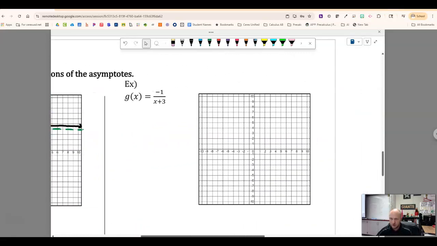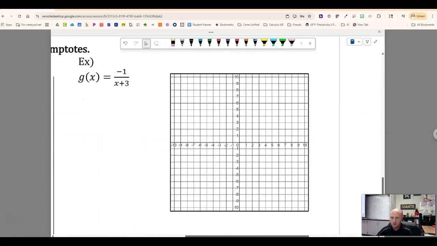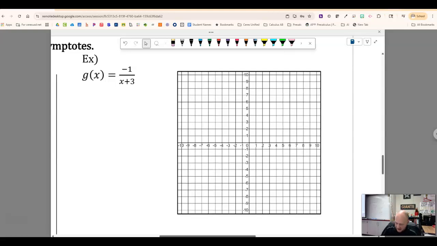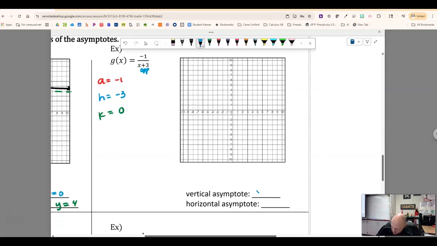Let's look at example 2, where we now have a negative a value. a is equal to -1. We finally have an h value, which is -3. Remember that the h is always opposite, and our k value here is 0. I don't have anything tacked on at the end. So what does that mean? Well, it means that my vertical asymptote is x equals -3. We got shifted to the left 3. And our horizontal asymptote is on the x-axis as such.